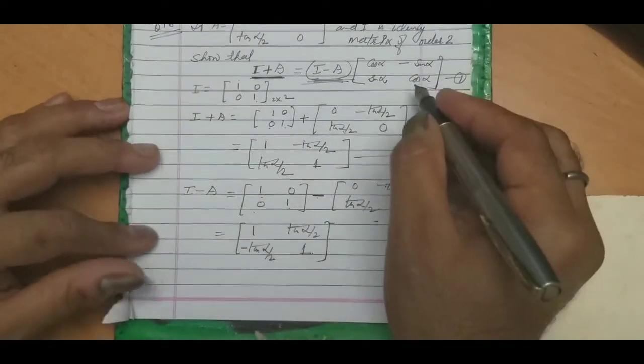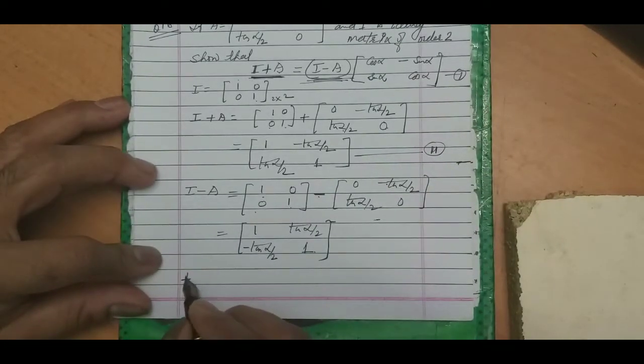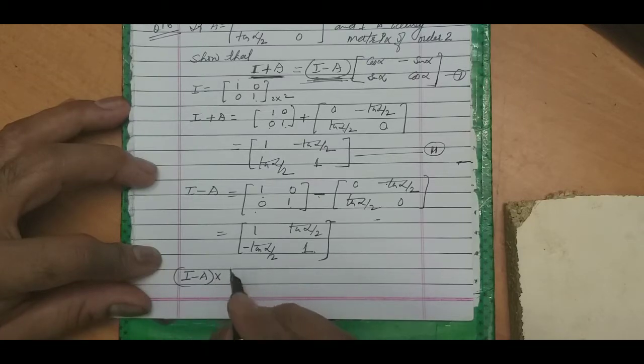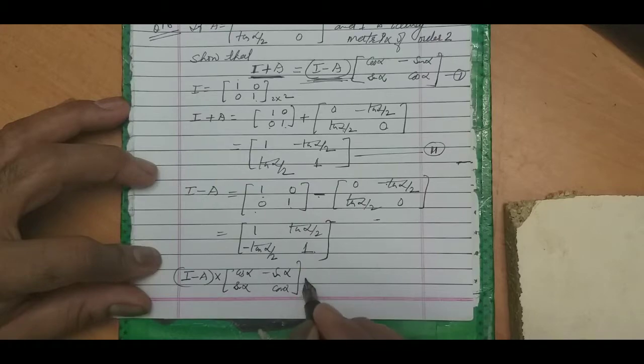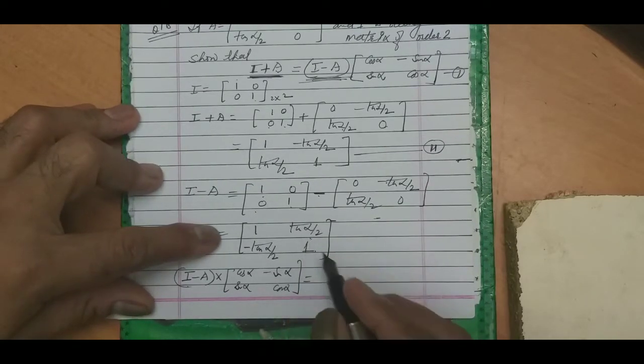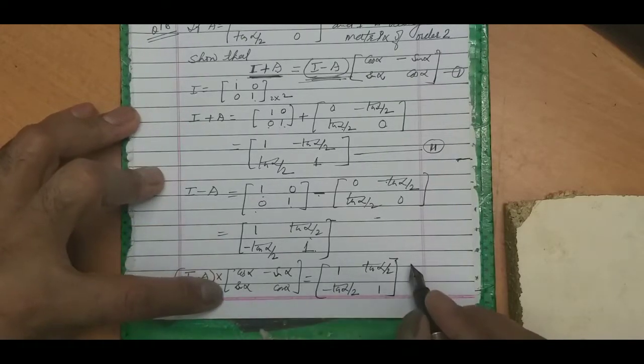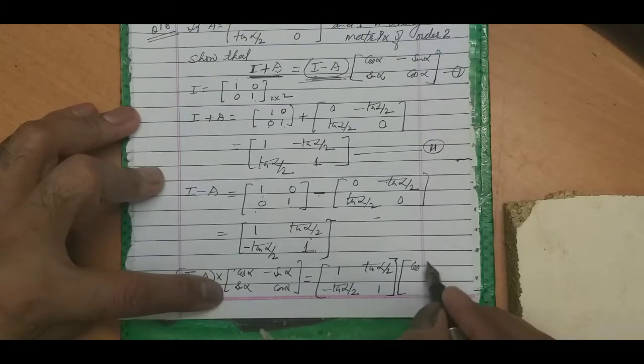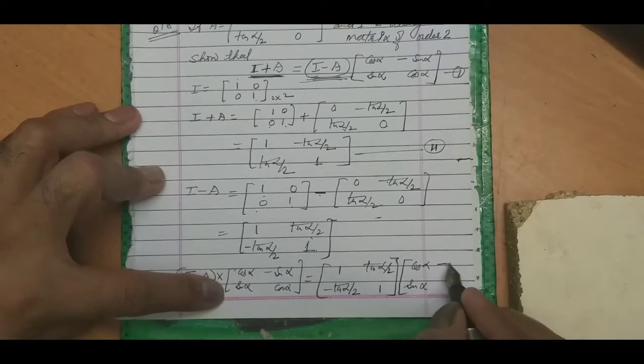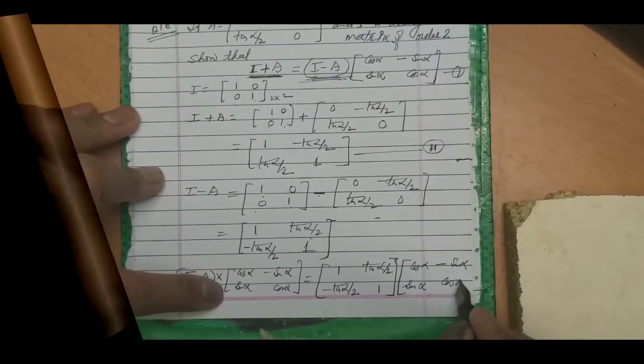So now I am going to write the final step of the right hand side, that is I minus A into cos alpha sin alpha minus sin alpha and then cos alpha. So I minus A is nothing but this one, so we are going to put the value of this one, 1 minus tan alpha by 2, tan alpha by 2, then 1, and multiplied by this particular matrix cos alpha, sin alpha, minus sin alpha, and then cos alpha.